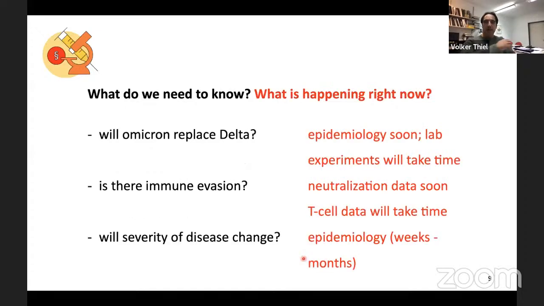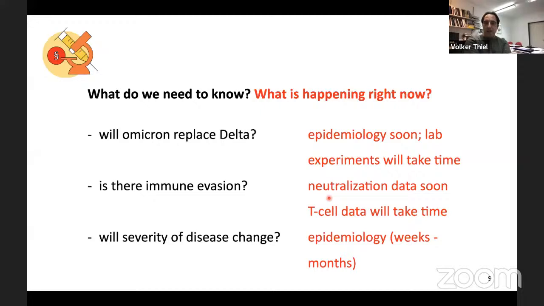So what is happening right now? So in essence, will Omicron replace Delta? So the epidemiology will tell us very soon whether that is the case. And we already have clear evidence that it's spreading very well in South Africa, but also where it arrives in other countries. Of course, the formal proof, let's say, whether the virus is fitter than Delta, that requires lab experiments, which will take time.